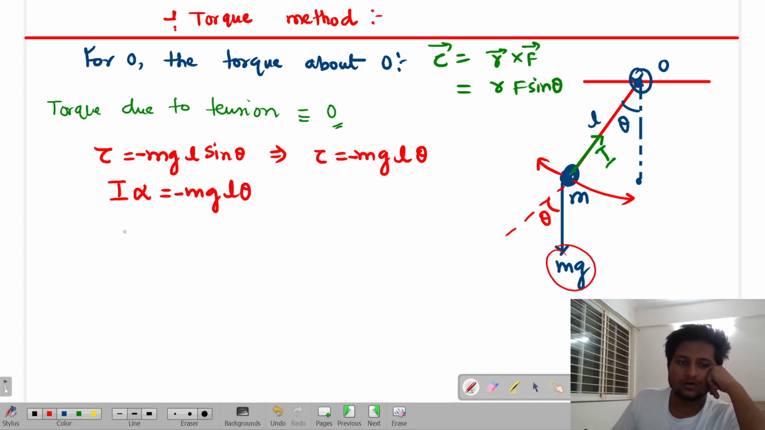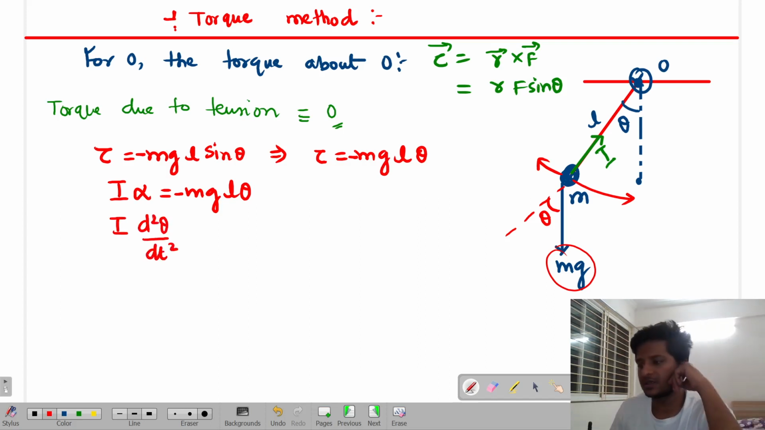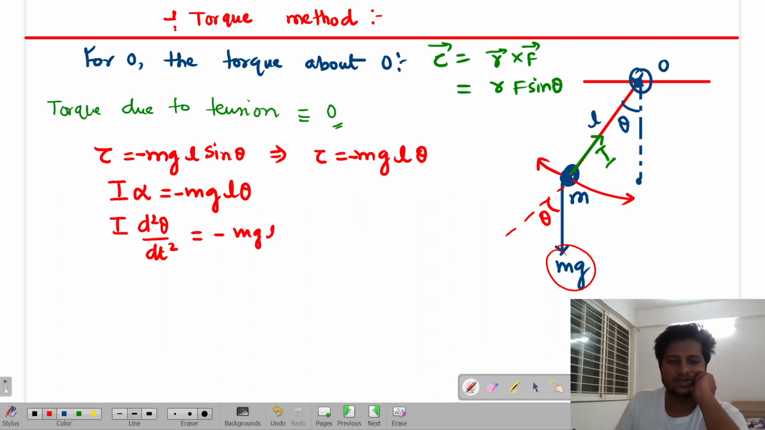Now I is what? I into alpha, if I'm writing. So I alpha is d2 theta by dt square. यही होगा ना? अल्फा तो d2 थीटा by dt स्क्वायर ही होता है कि नहीं? तो that is equal to minus of mgl into थीटा. I क्या होता है? d2 थीटा by dt स्क्वायर.